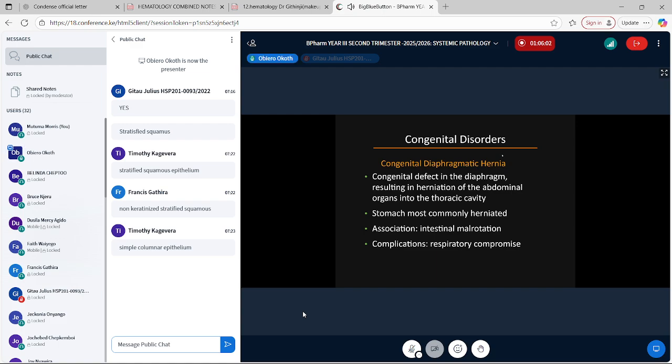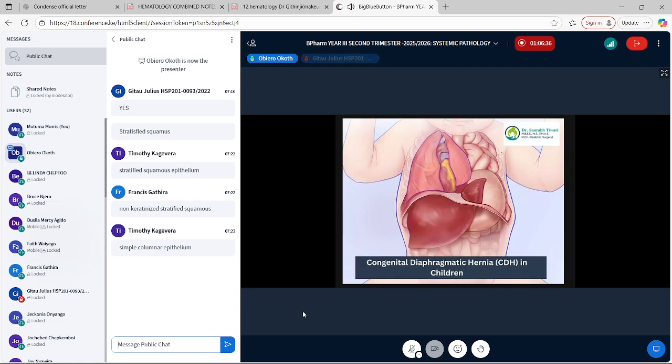You can have congenital diaphragmatic hernia, basically abdominal content or the peritoneal content has been pushed into the pleura, into the thorax. That is a diaphragmatic hernia because there's a defect in the diaphragm, the herniation of abdominal organs in the thoracic cavity. The most common one tends to be the stomach, the most commonly herniated, and sometimes you can have intestinal malrotation. Complication, of course, will be respiratory compromise. This is what we are saying.